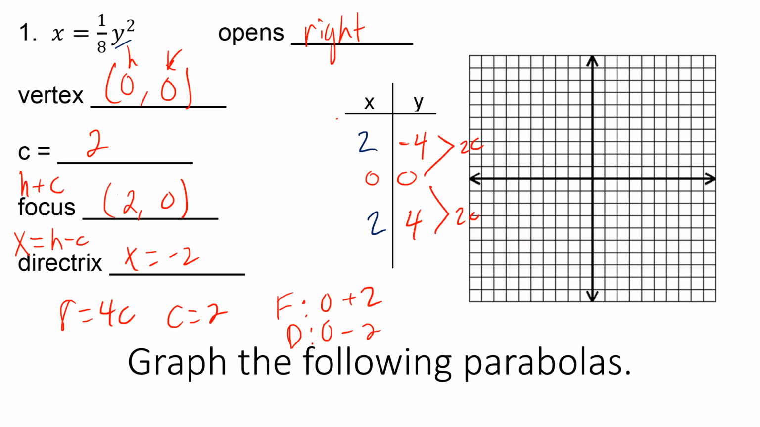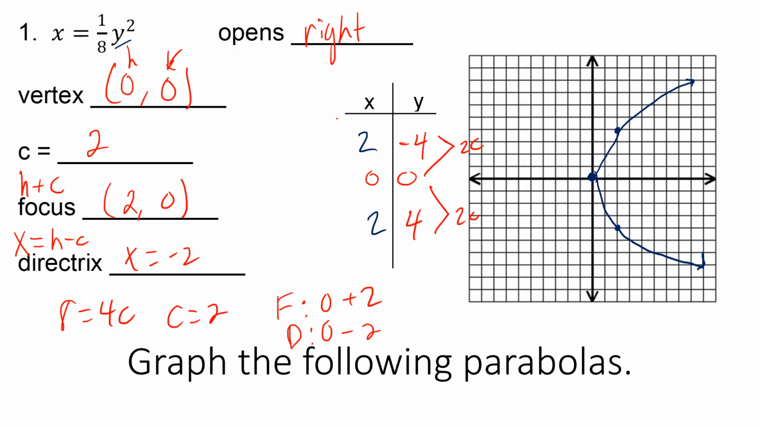Now I'm going to plot everything. So my vertex, 0, 0. I'm going to go to 2, -4, and 2, 4. So 1, 2, 3, 4, and 1, 2, 3, 4. That's not very symmetrical. We're going to pretend that it is.